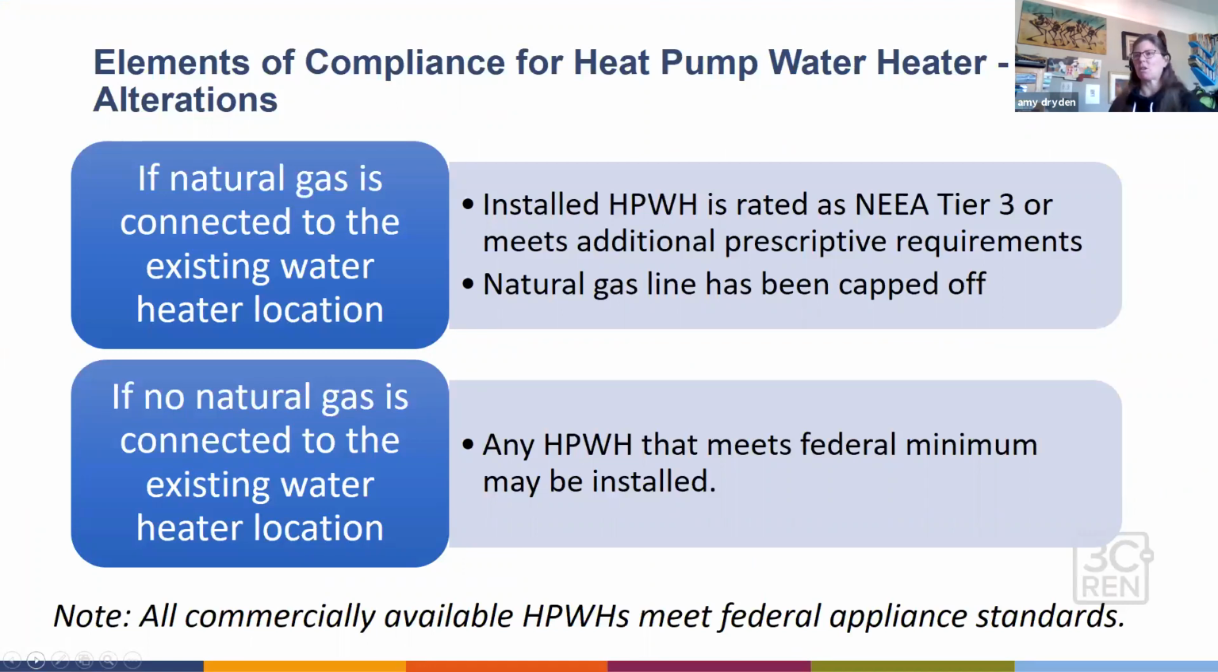So again, just calling out here 2 elements for compliance for the alterations. If there's natural gas, then I have to either have NEEA rated tier 3 or meet those additional prescriptive requirements of non-compressible insulation R10 underneath it and demand response. And the natural gas line has to be capped off. If there is no natural gas, any heat pump water heater can be installed.